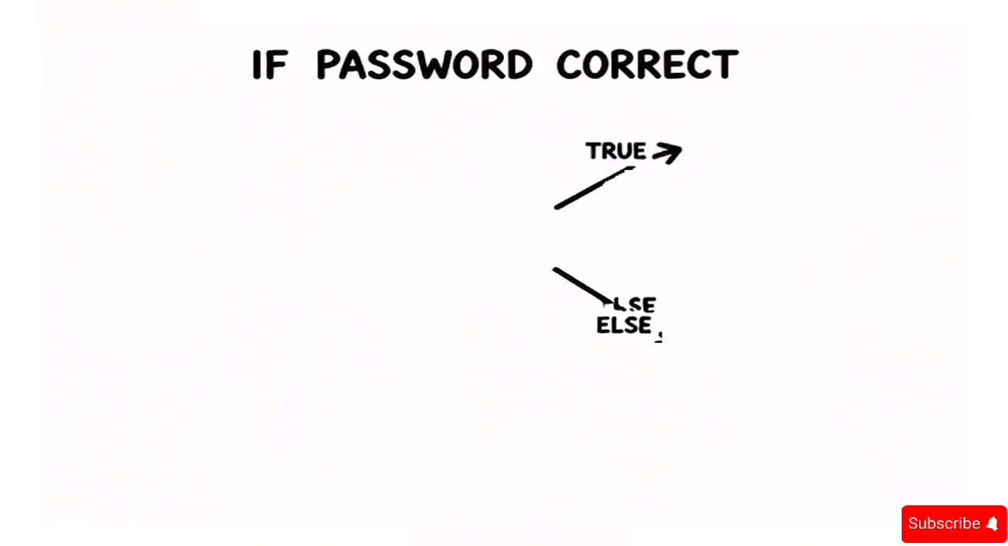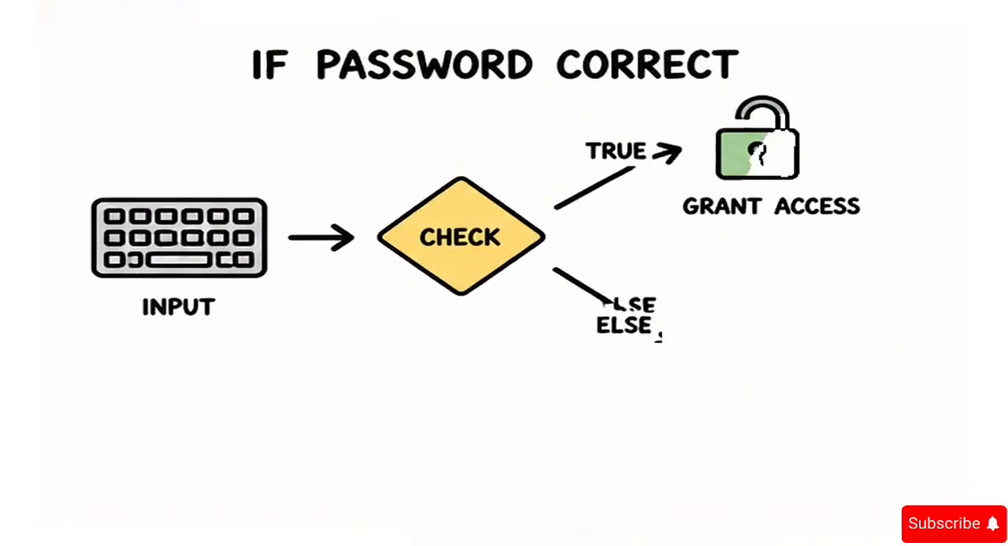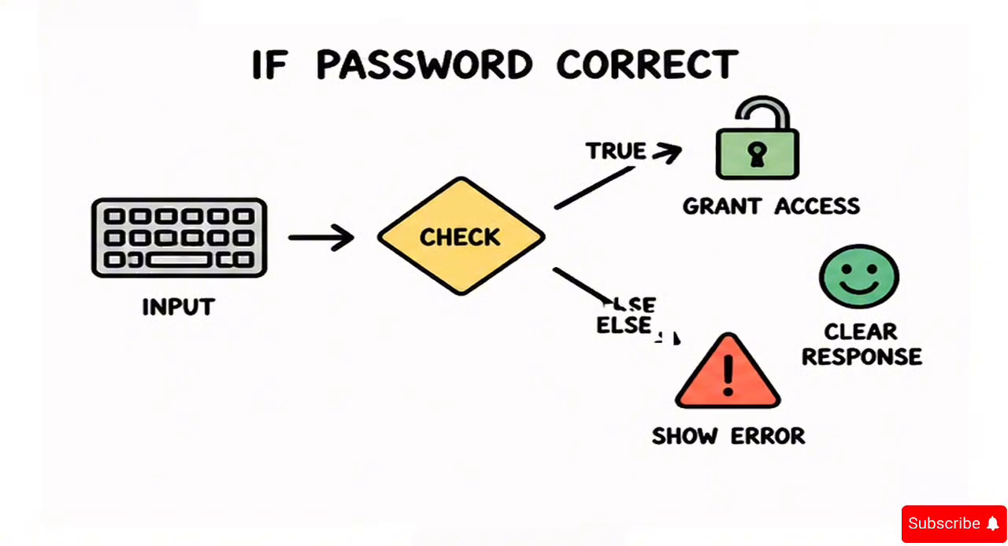Add else to cover the other path. Now both answers are handled. If the password is correct, grant access. Else, show an error. Every input now has a clear response, and the user never gets stuck in silence.